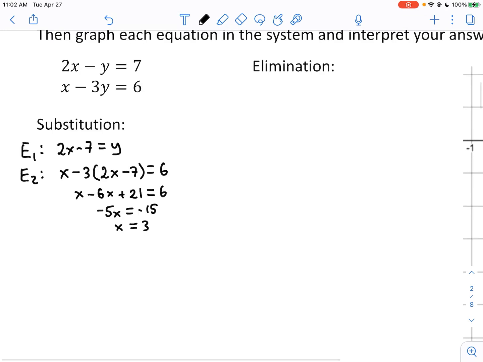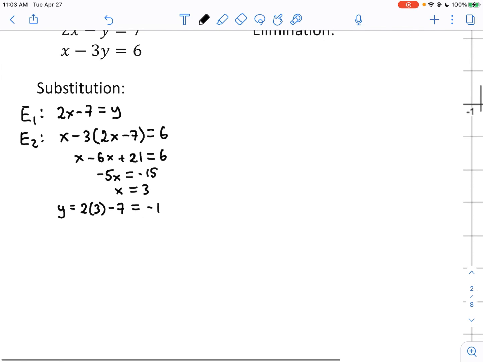Now once you know x, you can substitute x into either of these equations and solve for y, or even this equation here. This seems like the best one to plug x into because y is already isolated. So we know that y will be equal to 2x minus 7, and x is 3. So that gives me 6 minus 7, which is negative 1. So our answer is (3, negative 1).